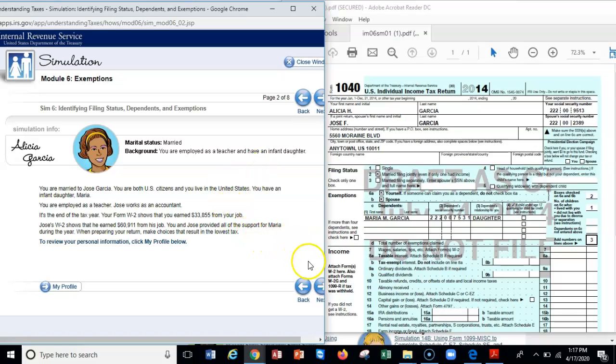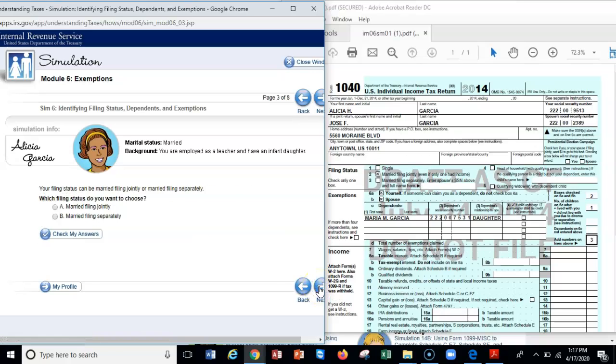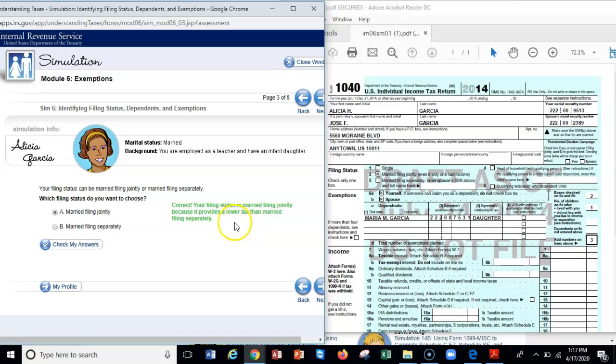Okay, so the next thing we're going to do is review what it takes to fill this out. First of all, your filing status can be married filing jointly, or married filing separately. Usually if a couple is married and they live together, they are married filing jointly. It's called a joint return, a joint tax return. Let's check our answers. Yes, correct. Your filing status is married filing jointly. The reason you choose that is because it gives you a lower tax rate.